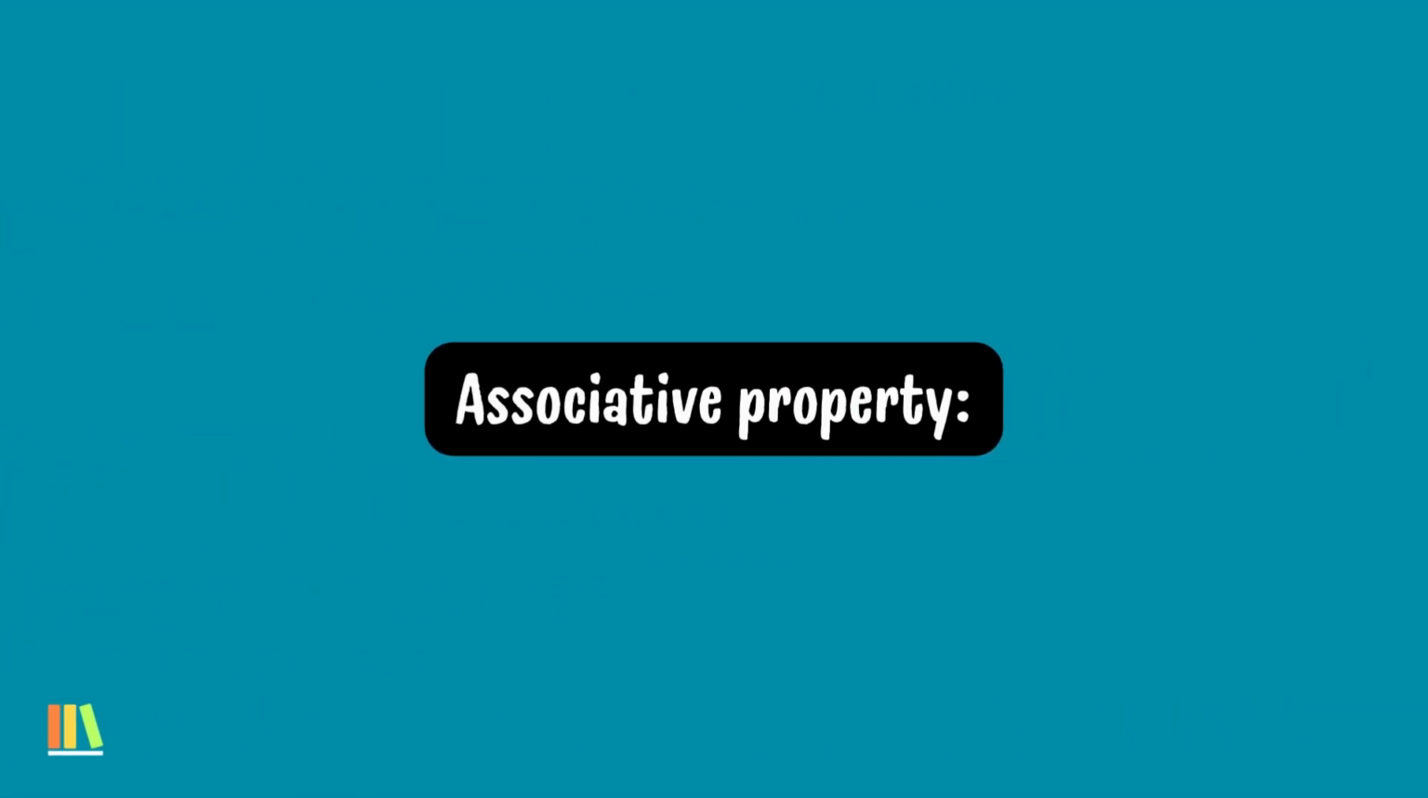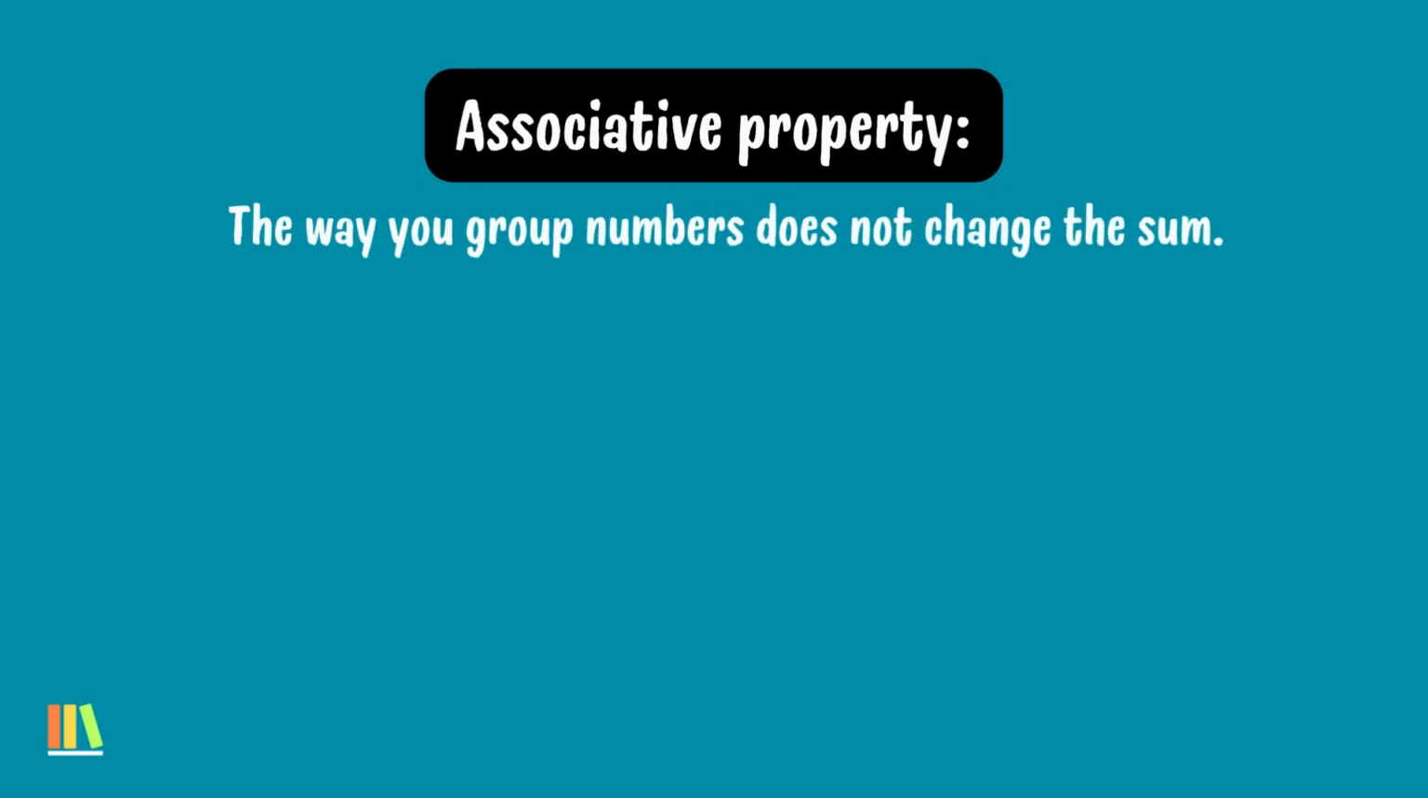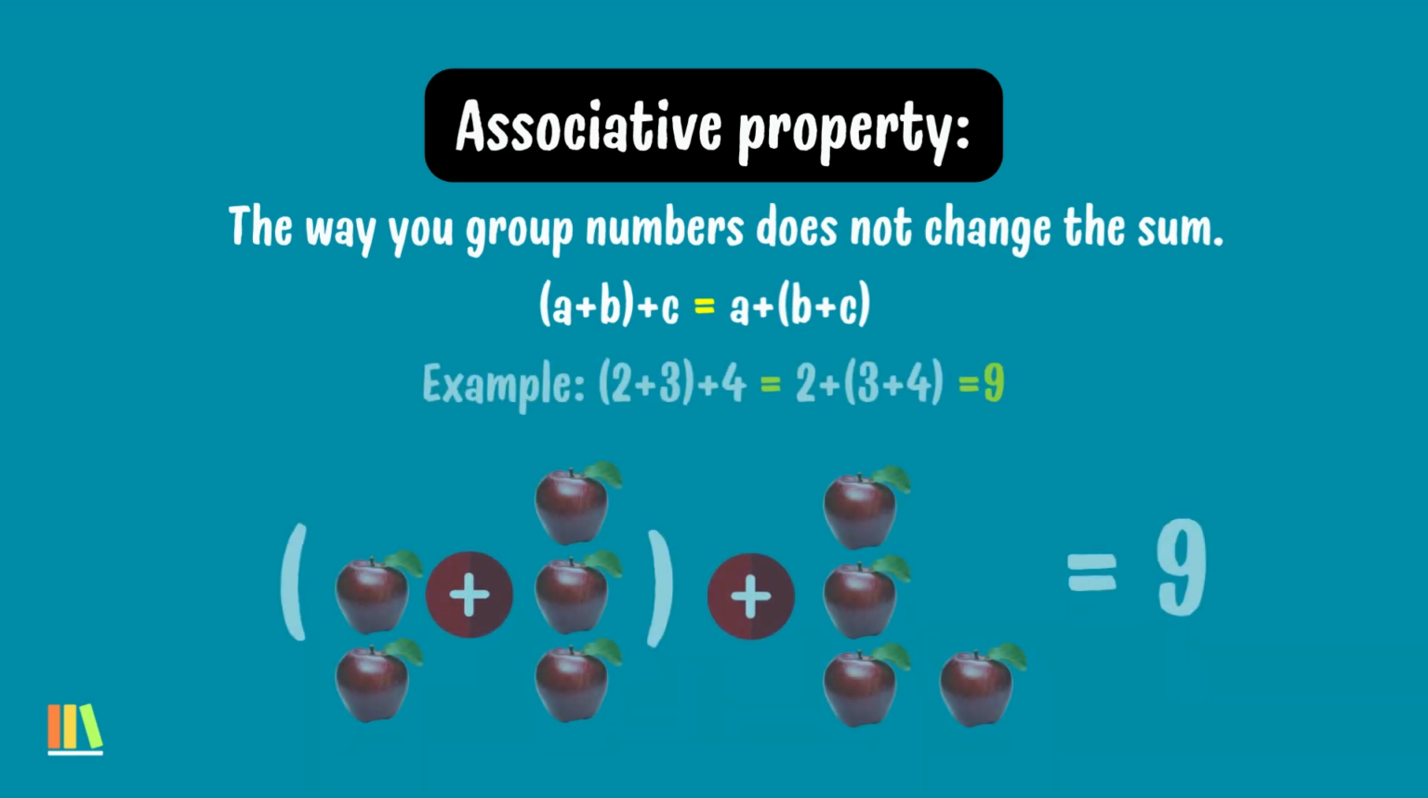And then there is associative property. The way you group numbers does not change the sum. Meaning A plus B grouped plus C is the same as A ungrouped plus B and C grouped. Example, I have 2 apples and I group 2 apples with 3 apples, which totals the sum of 5 apples. 5 apples grouped plus 4 totals 9.